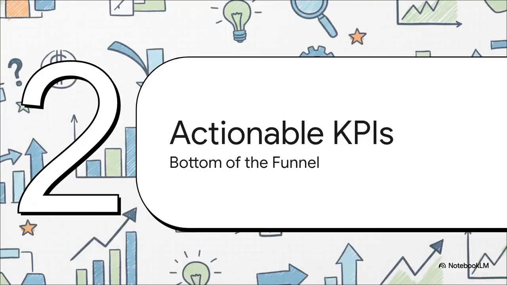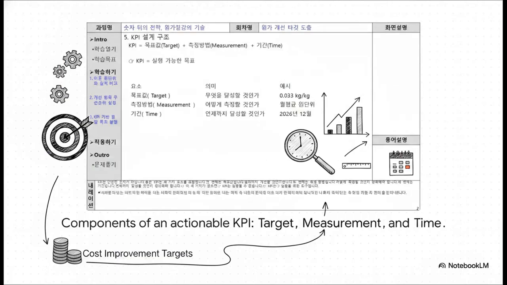We made it! Section 5, Designing Actionable KPIs, the very bottom of our analytical funnel. Look, a highly effective KPI is not just a corporate buzzword. It literally has to contain 3 distinct elements to work: a specific target value, a clear measurement method, and a strict time frame. If it's missing even one of those things, I promise you, it is not a KPI. It's just a friendly suggestion.